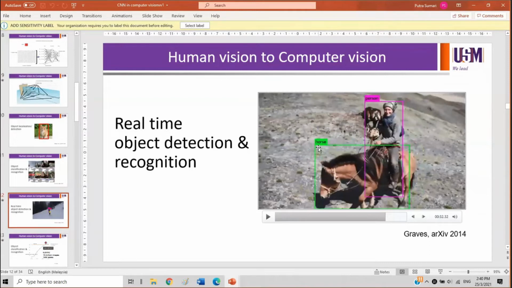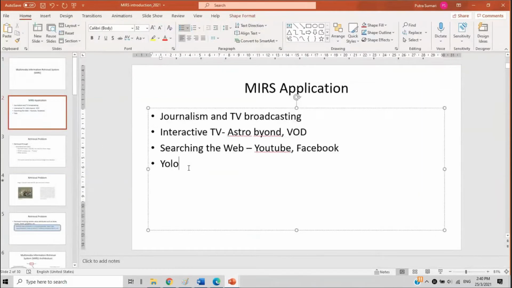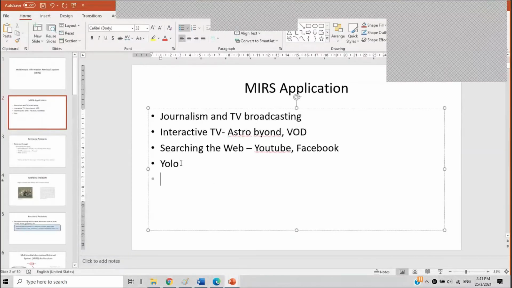Just now I mentioned performance. You say horse. Are you confident? How confident are you? The system says 99.5%, I'm confident this is a horse. That's the performance I mentioned at the beginning. So that's basically YOLO. What else? These are the applications that require a multimedia information retrieval system, and YOLO. Another good one is gallery.